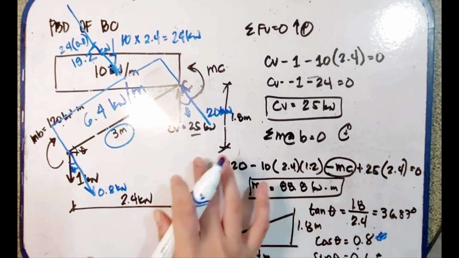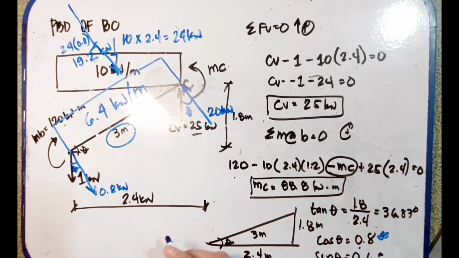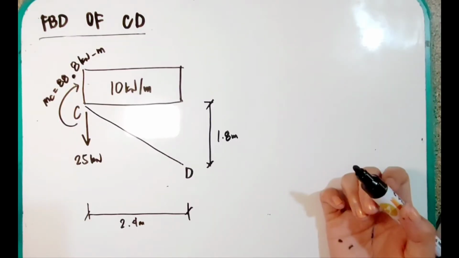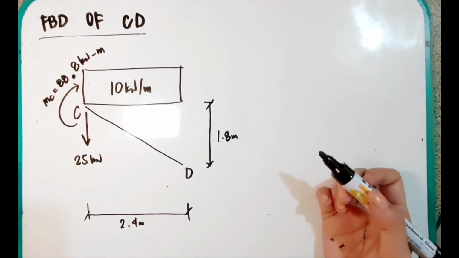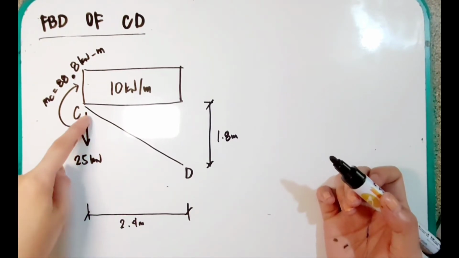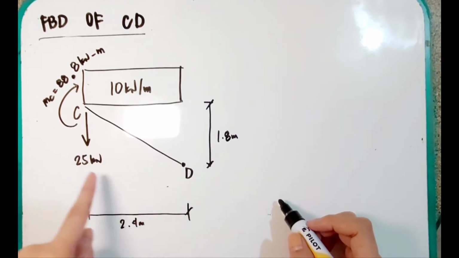So, anong use pala nito? Ang use nito, itong mga naka-blue lines, is para sa shear and moment diagram natin para sa gable frame. Okay, free body diagram at CD. So, ito yung itsura. We have 10 kilonewton per meter. This is your slant along C and D.